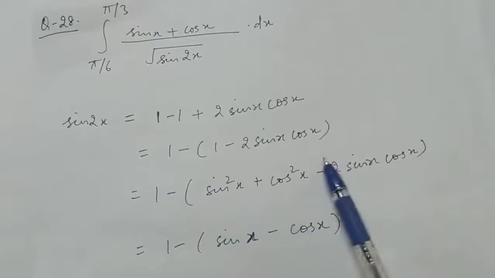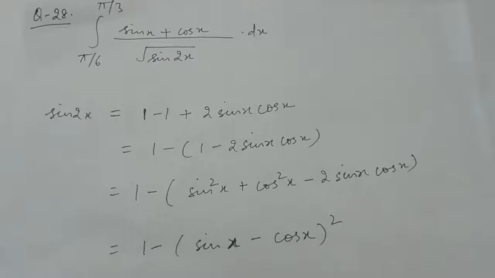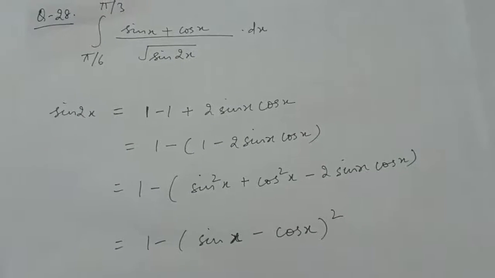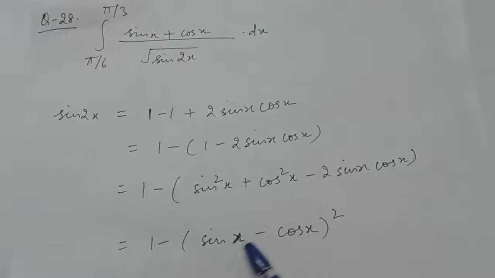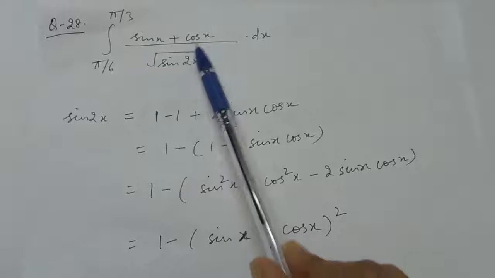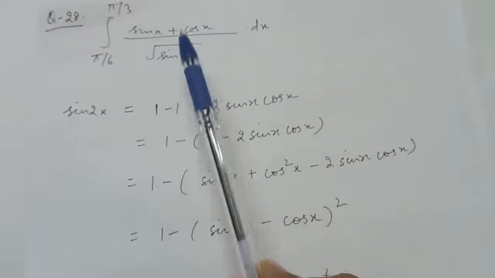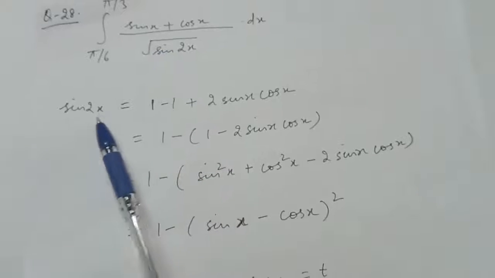Now this complete is (sin x minus cos x) whole square. Why have we done this? Because now when you derive this sin x minus cos x, you will get cos x plus sin x, which exists in the numerator of this function, right? Therefore we have written sin 2x as this.